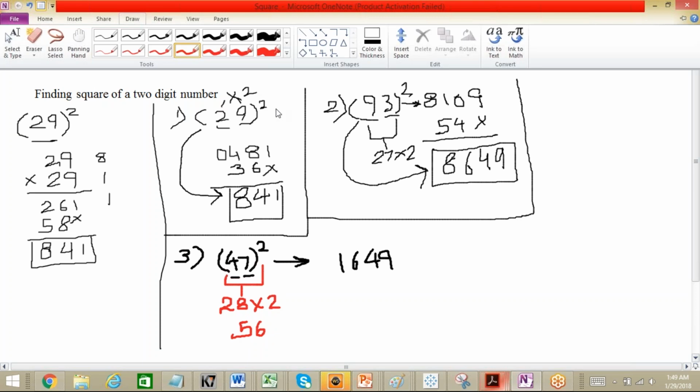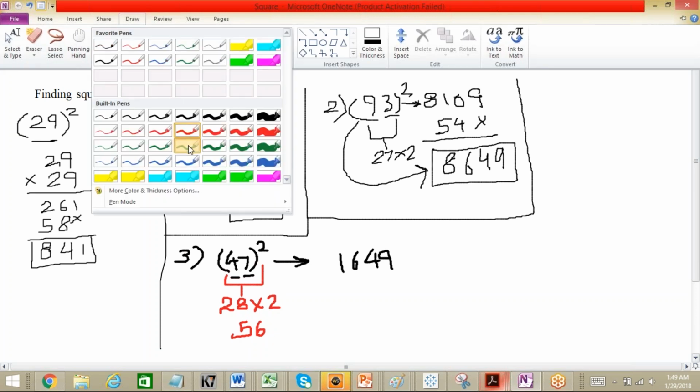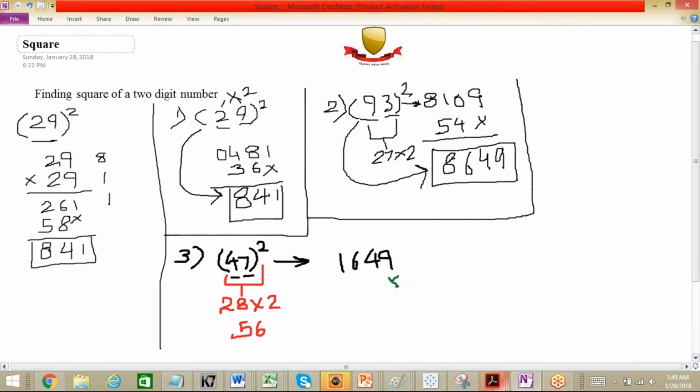Now what you need to do is put a cross below the unit digit, that is 9, and then write 56 over here. Get the sum of the numbers: 9, and then 6 plus 4 is 10. 10 means 1 carry, and this will be 6 plus 5 is 11, plus 1 is 12, and again 1 carry, and the output is 2209. The square of 47 is 2209.